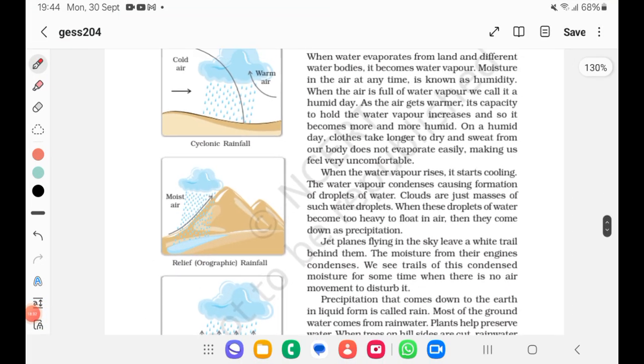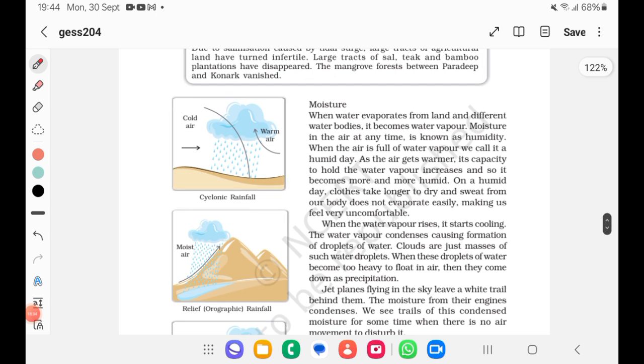Before that we'll complete this. When water evaporates from land and different water bodies, it becomes water vapor. Moisture in the air at any time is known as humidity. So moisture in the air is known as humidity. Why is it caused? Because of evaporation.